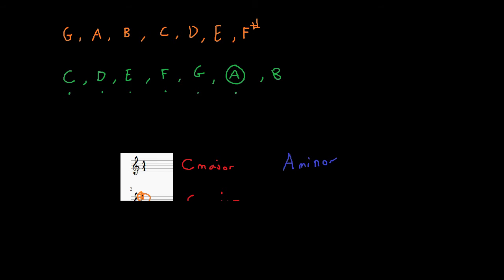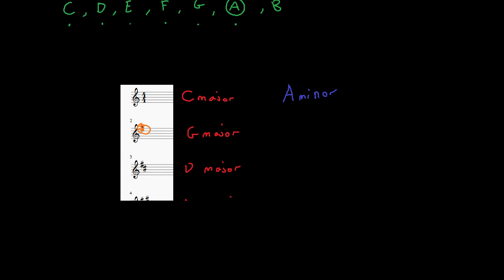If we want to find out the relative minor of the key of G, we do the exact same thing. We go 1, 2, 3, 4, 5, 6. So our relative minor of G will be E minor. So let's write that one in. E minor.